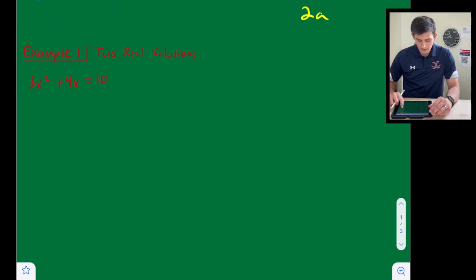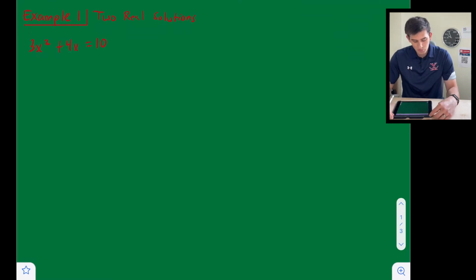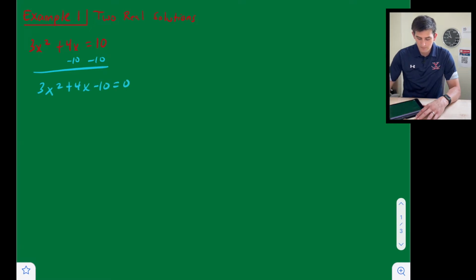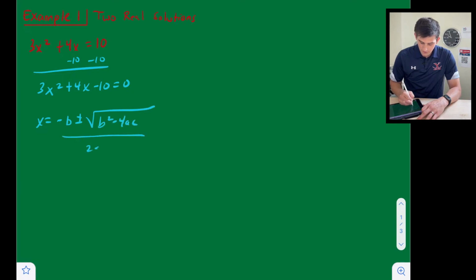So we'll jump right in to example 1, where we have 2 real solutions. We start off with 3x squared plus 4x equals 10. The first thing we want to do is make sure that's equal to 0. So we're going to move this 10 to the left side. Now we have 3x squared plus 4x minus 10 is equal to 0. And now we're ready to use our quadratic formula. So we have x is equal to the opposite of b plus or minus the square root of b squared minus 4ac, all divided by 2a.